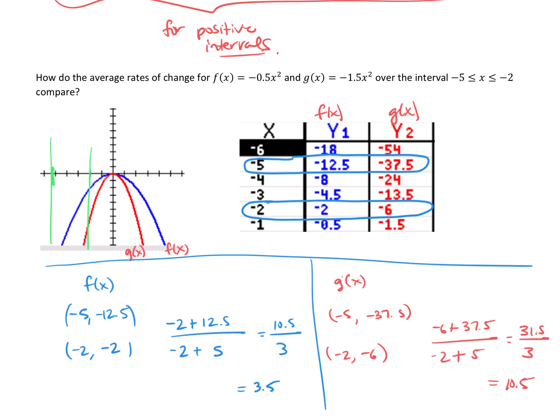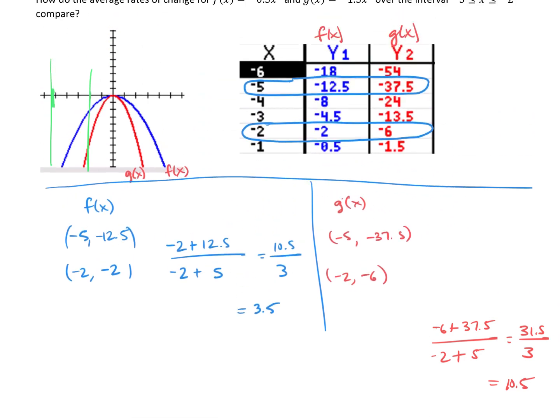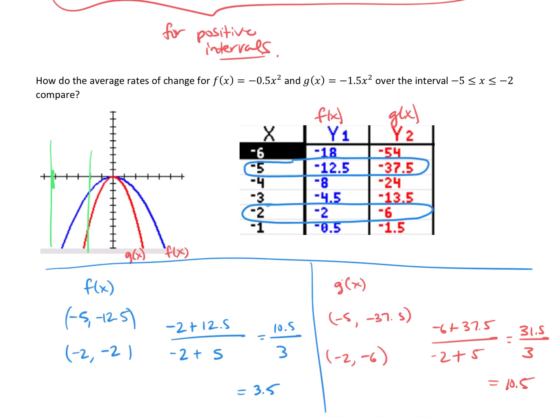And that makes sense. We knew that our g of x function, with the absolute value of a being a bigger a value, is going to be more stretched, so it will have a greater average rate of change. What we do notice is the average rate of change of our g function, 10.5, is 3 times the average rate of change of our f function, which is 3.5.